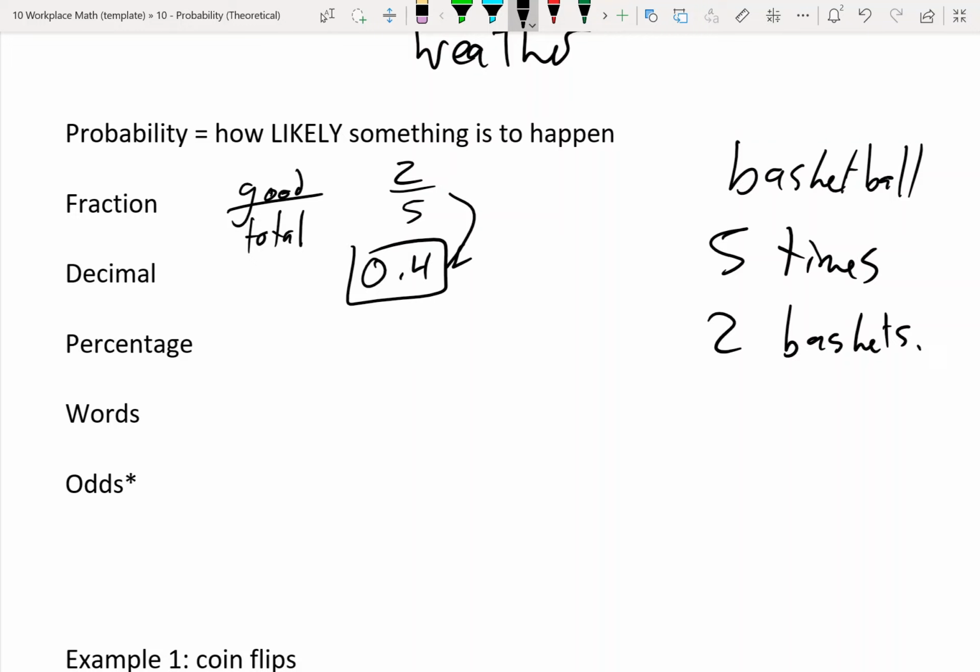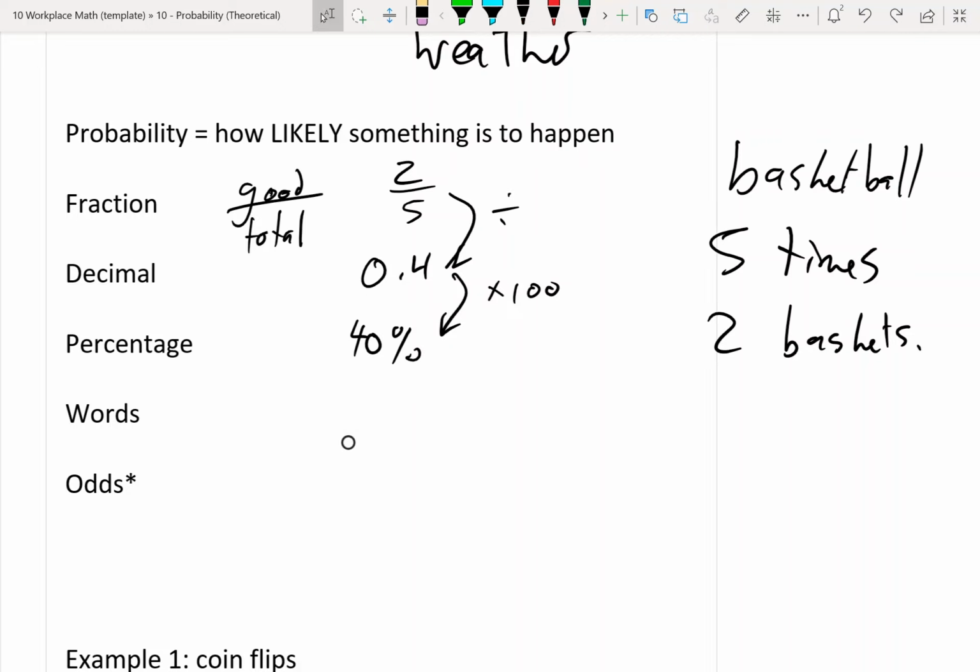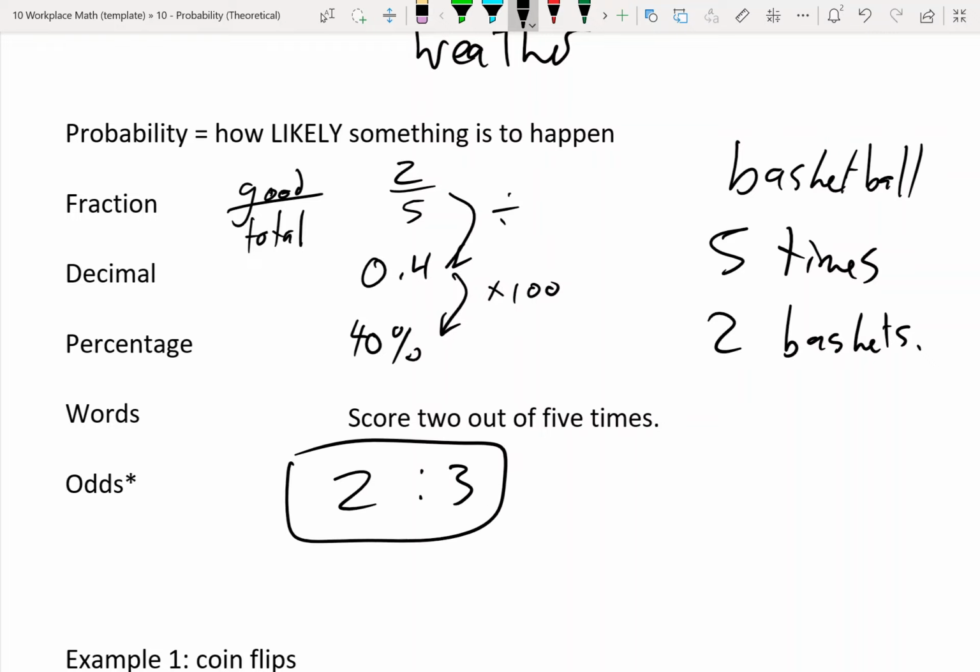But again, we don't really like using decimals either because they're kind of weird. So we turn this into a percent. We just do times 100, so this will give us 40%. 40% we can understand, because you know what 40% is. It's not great, it's not 0, but it's somewhere in the middle. Words is when we need to be able to express, basically say, I score 2 out of 5 times. It's basically just taking the numbers we have and expressing it in a sentence. Odds is something different that we're going to go through later, but basically the odds here is 2 to 3. So this one's really weird and different, and we'll talk about it after.